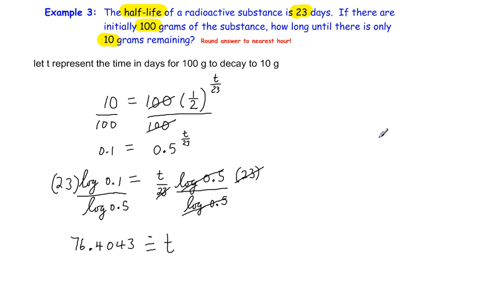So that's telling us that it's going to take about 76.4 days for this to decay to the required amount of 10 grams. Now this did say they wanted the answer rounded to the nearest hour. So if we know there's 76 days, after the 76 we have 0.4043, and you can multiply that fraction of a day by the number of hours in a day, which is 24, to get approximately 10 hours. So the answer to this question is about 76 days, 10 hours for this radioactive substance to decay from the initial 100 grams down to 10 grams.